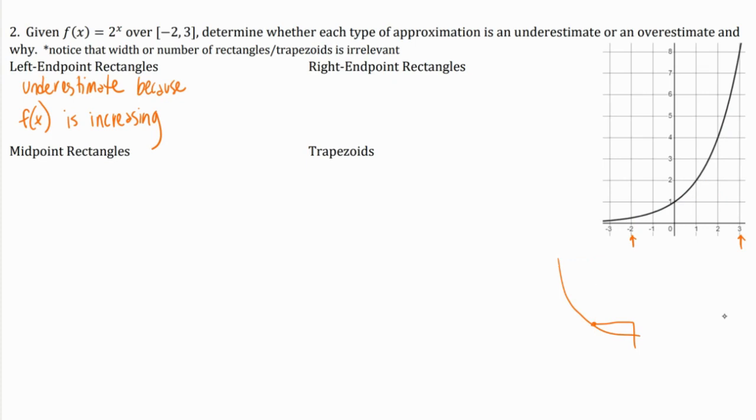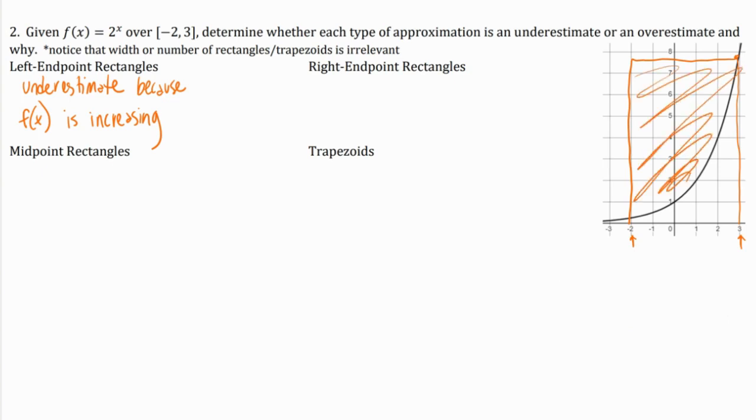So let's do the same thing with right endpoint rectangles. Now I'm going to start on the right-hand side. I'm going to go up and create a rectangle, and then I'll do one more rectangle. I'm using 2 rectangles; you could even just do 1. And you can see that's a way overestimate. I'm adding all of this area here when the area under the curve is actually only this area. So this is clearly an overestimate.